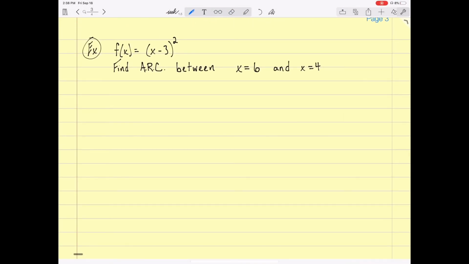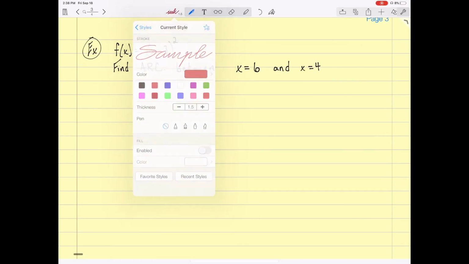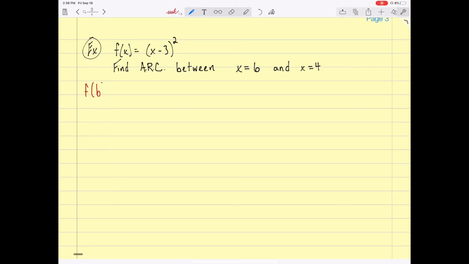Okay, so let's use the average rate of change here. We're going to find the average rate of change of the function (x minus 3) squared between x equals 6 and x equals 4. So I'm going to write out the average rate of change right here. Basically we're going to plug in 6 and 4. And it doesn't matter which one you call B or which one you call A, but let's just call this B. Let's call this A. So we're evaluating the function at B and A and then dividing by the difference between B and A.